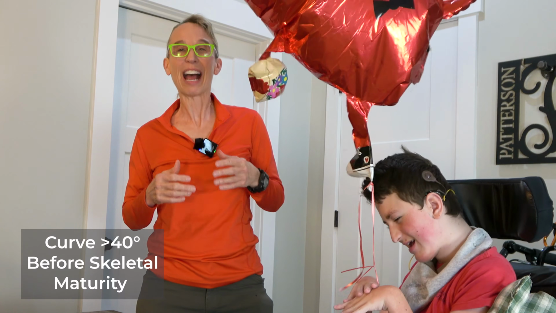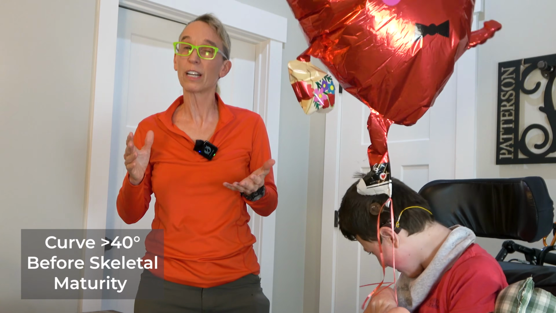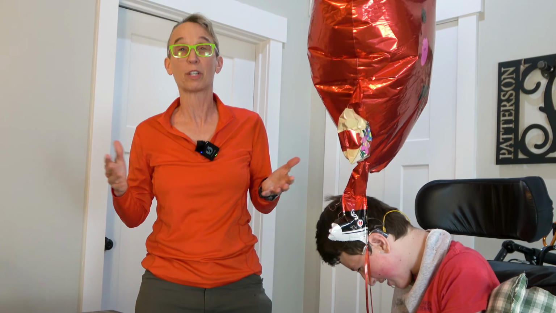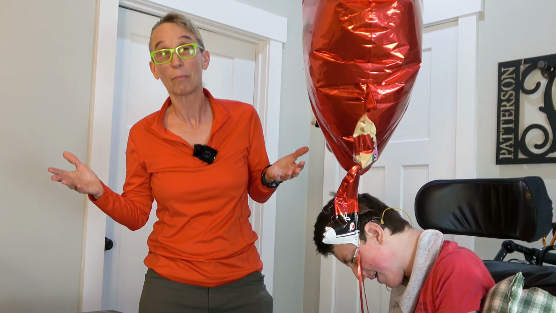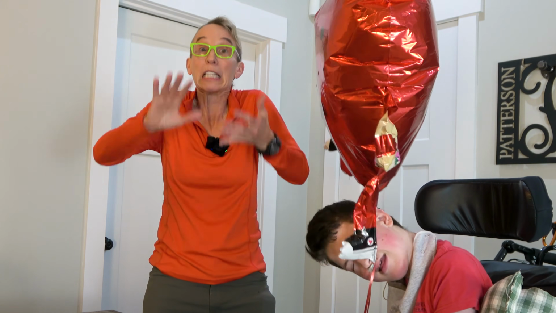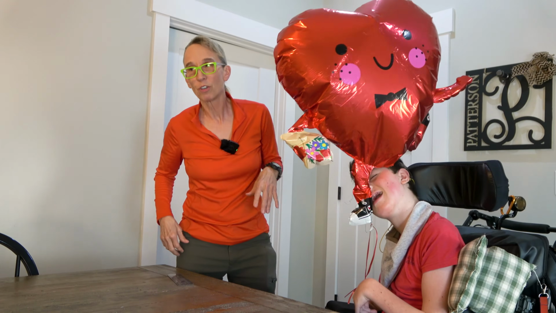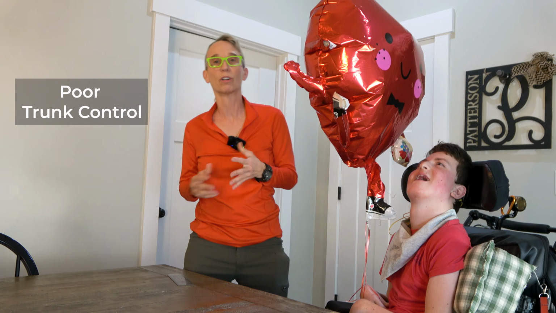And if you have a scoliosis that's more than 40 degrees before you're skeletally mature, before you stop growing, then it's more likely to continue to get worse. You also see it get worse anytime you see that one hip higher than the other or more forward than the other, or for kids who have poor trunk control.